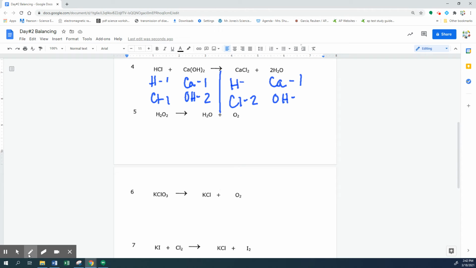Remember, this is one of them where we're going to split water, because on the reactant side it's H and OH. So we have 2 HOH. So I have 2 of both of those.